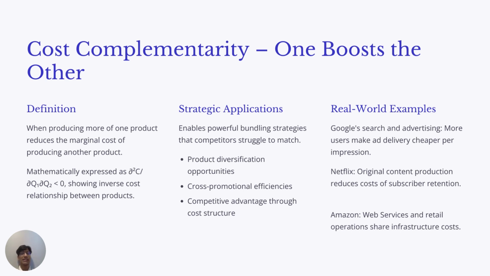Cost complementarity takes things a step further. It means that producing more of one good actually lowers the marginal cost of producing another. Consider Google. As more users use their search engine, it becomes cheaper to deliver targeted ads. The same infrastructure supports both services. Another example is Netflix. The more content they produce, the cheaper it becomes to retain and grow subscribers. These relationships are gold for managers because they can design systems where growth in one area enhances performance in another.